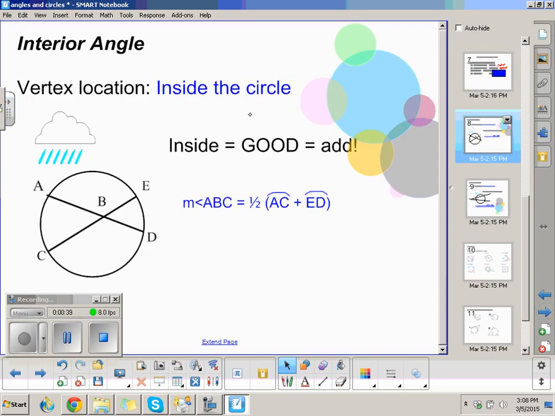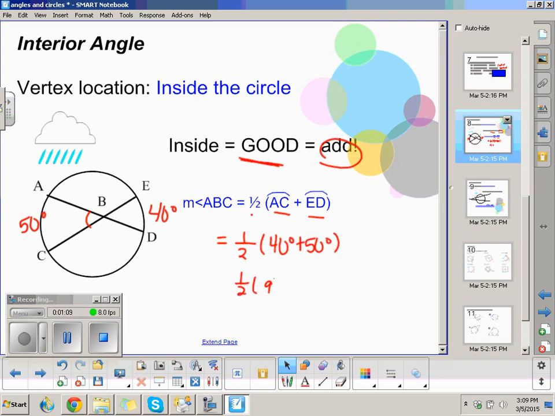If it's inside the circle, that's good. So we're going to remember to add, meaning we're going to add the two intercepted arcs and divide by 2. So looking at this particular figure, we want to find the measure of angle ABC. So let's come up with an example. If ED is 40 and AC is 50, the measure of this angle is going to be 1/2 of 40 plus 50. So 1/2 of 90, which would be 45 degrees.